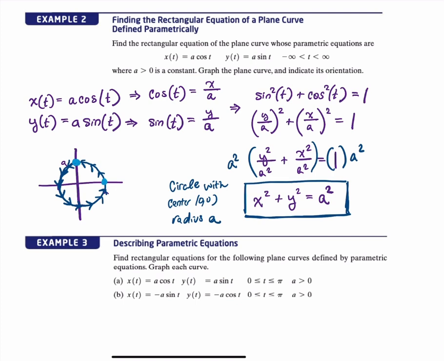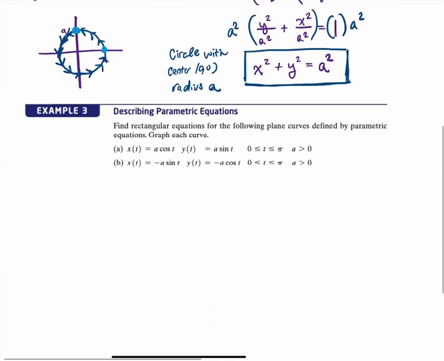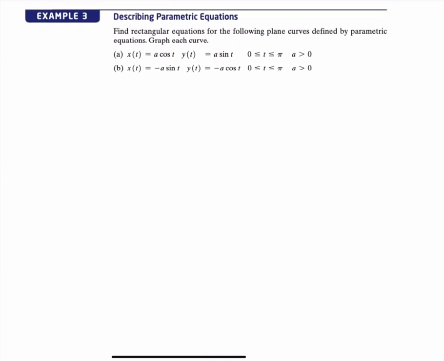So if you have some parametric equations involving trig functions, you can try using the Pythagorean identity in order to eliminate the parameter if we had to convert this to a rectangular equation. So let's take a look at example 3. They ask us to find the rectangular equations for the following plane curves defined by parametric equations and graph each curve.